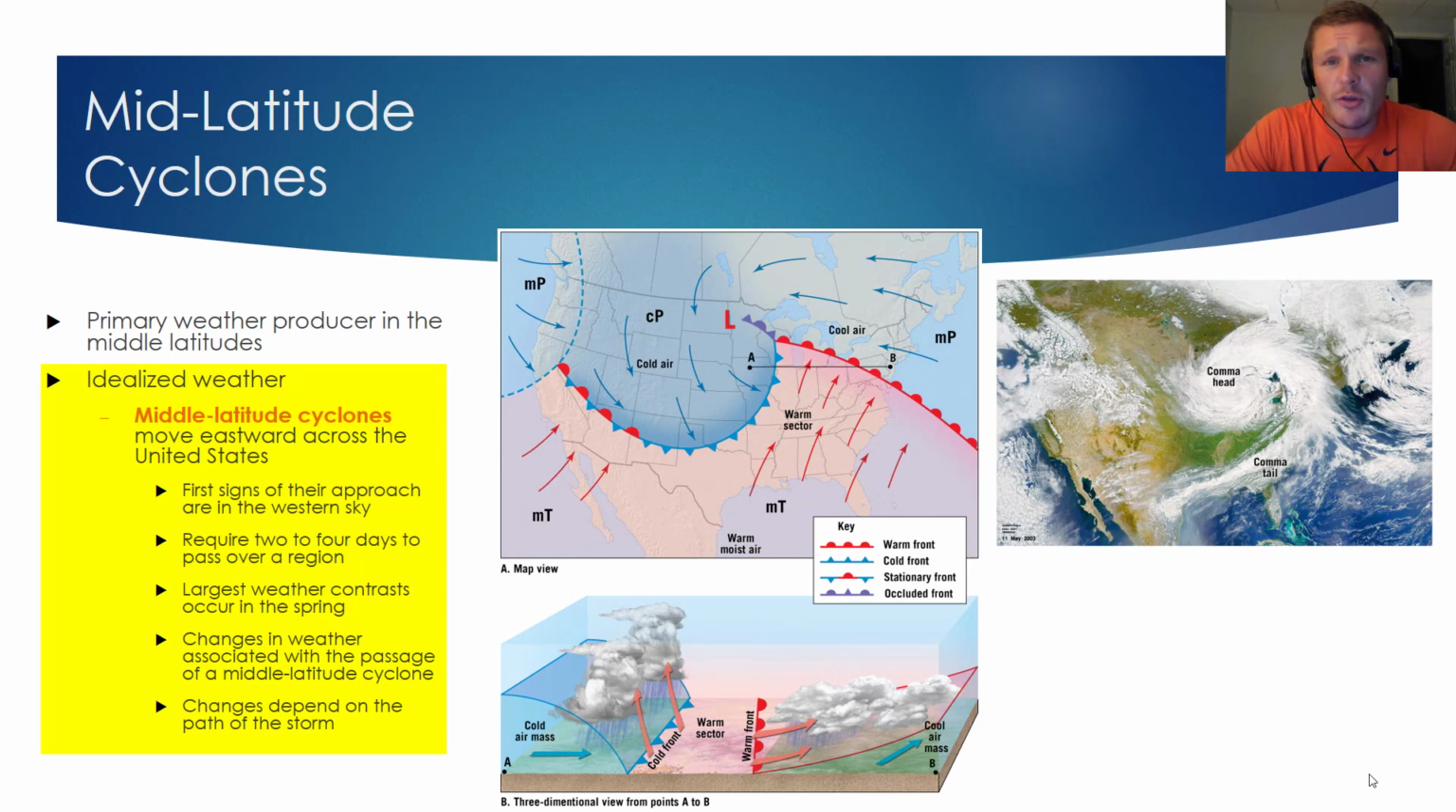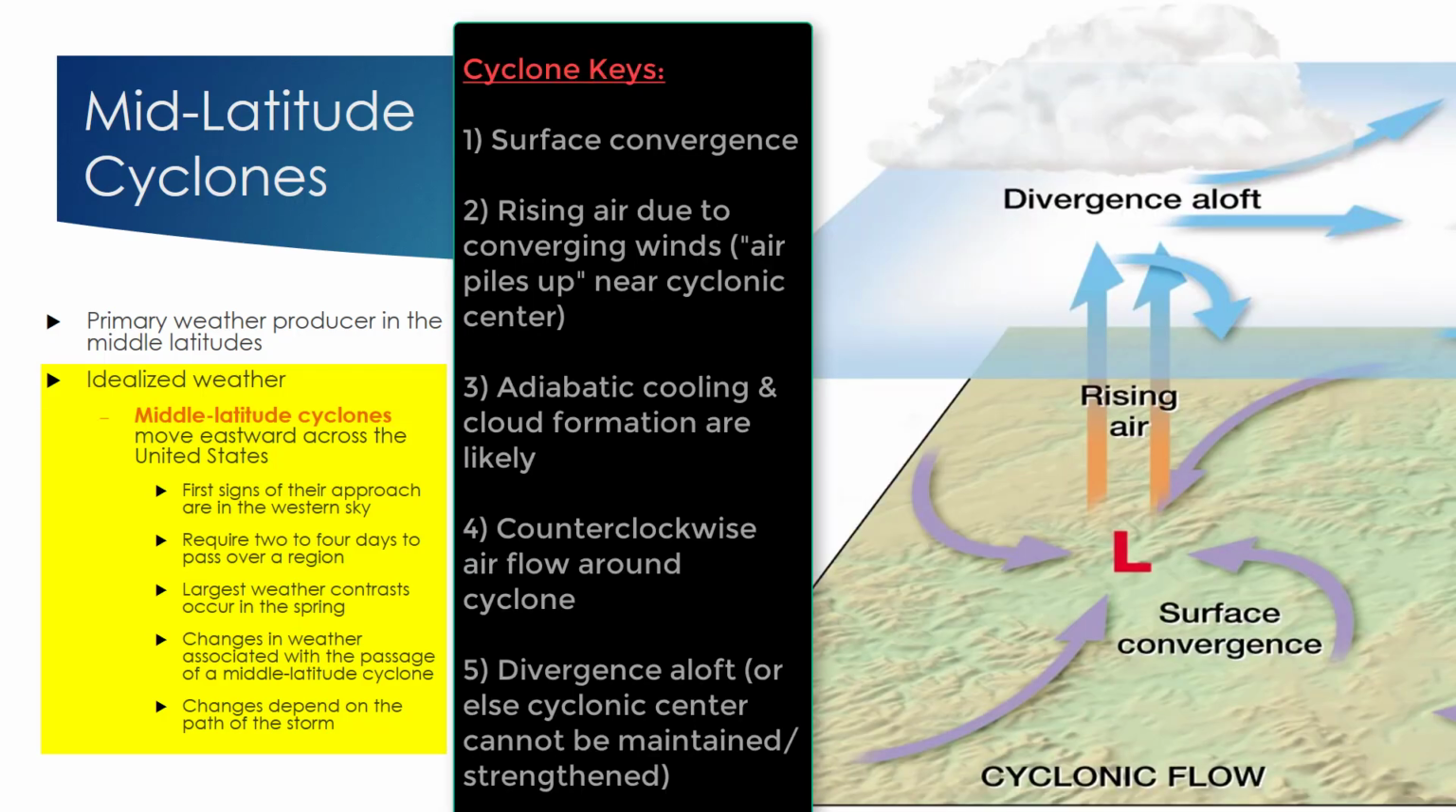The weather will change with the passage of a mid-latitude cyclone. And as shown in the middle image, the weather you experience depends on your location with respect to the cyclonic center. Now, before we look at the three-dimensional view from points A to B, I should stress that mid-latitude cyclones are quite easy to understand. These are cyclones that occur in the mid-latitude regions.